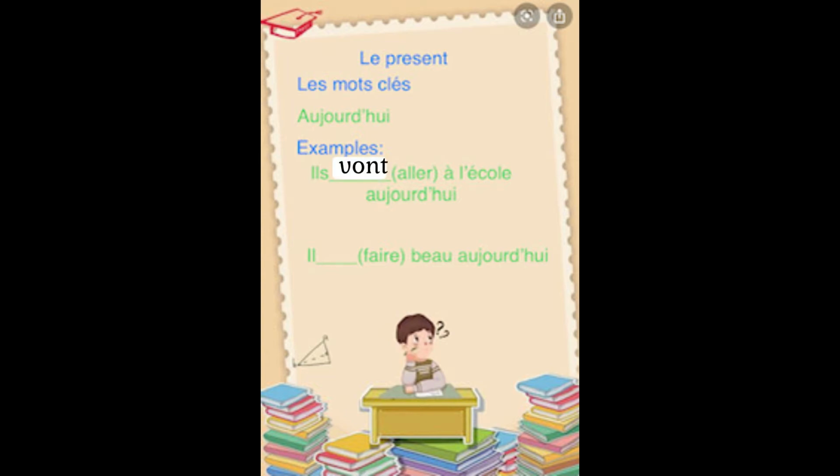The next example is "il beau aujourd'hui." This is a weather description where we are saying it is good today. So the keyword here is today and we will use the present tense and it will be conjugated as fait.